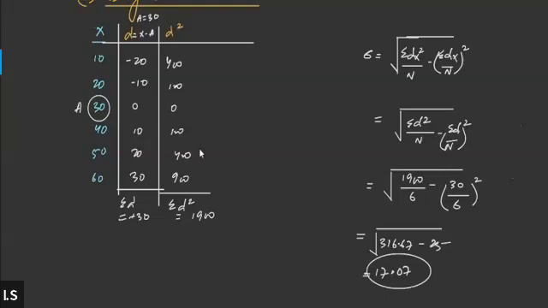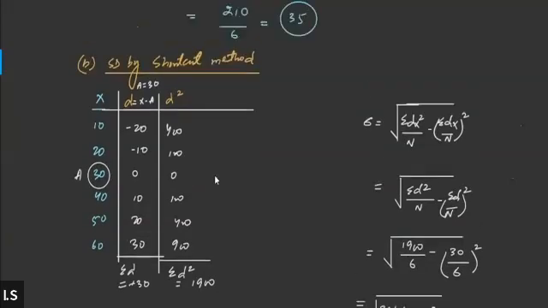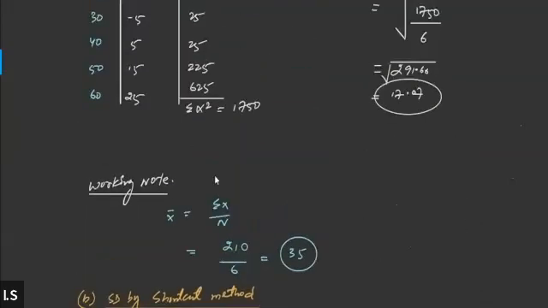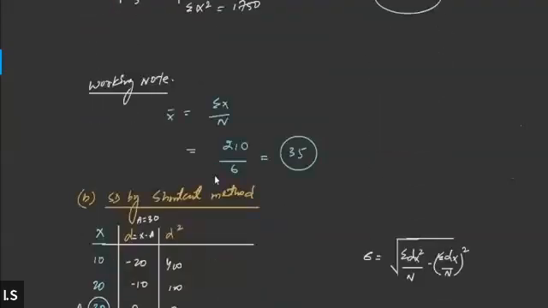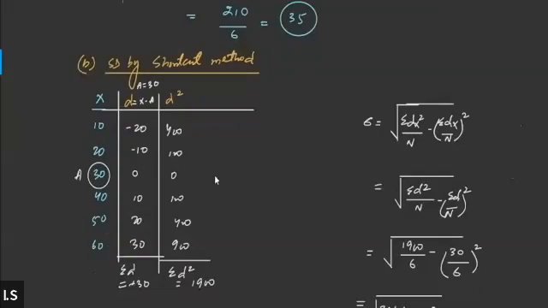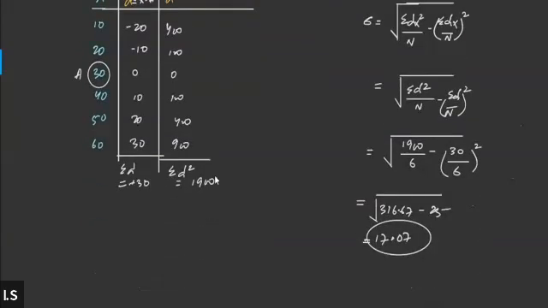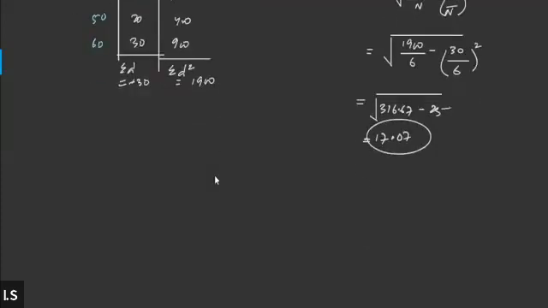Yes, sir. Okay. Now, the interesting thing is that you will notice that the answer by both the methods is the same. We got the same answer by the actual mean method, and we got the same answer when we applied the shortcut method. So that means when you apply different methods in the same question, you will get the same answer. Got it? Okay, sir. Understood. You're writing it? Yes, sir. Done.